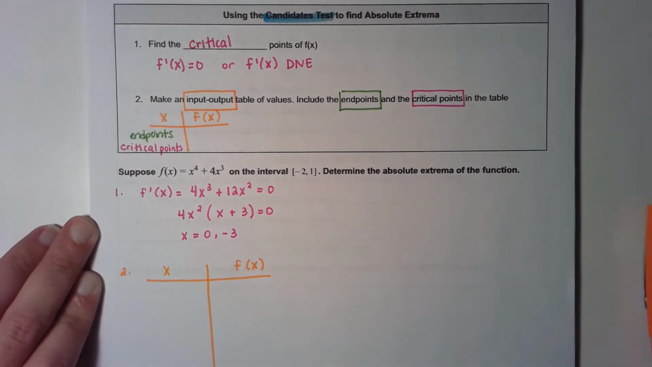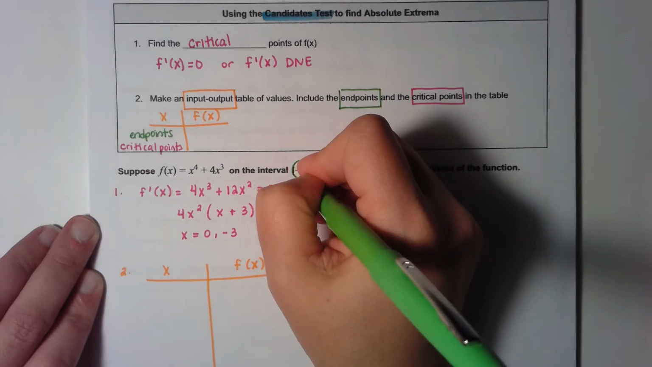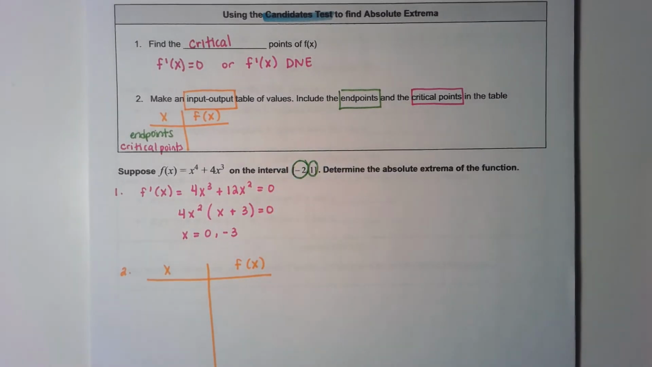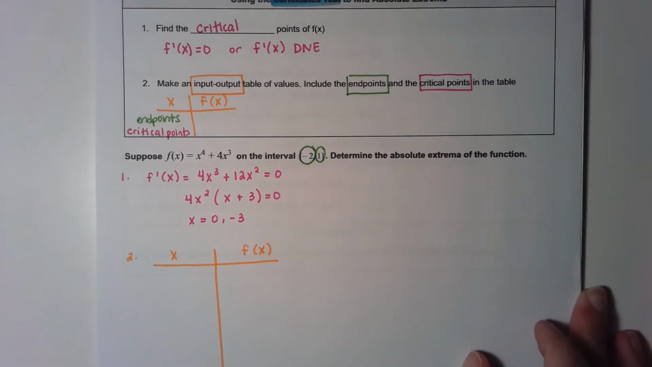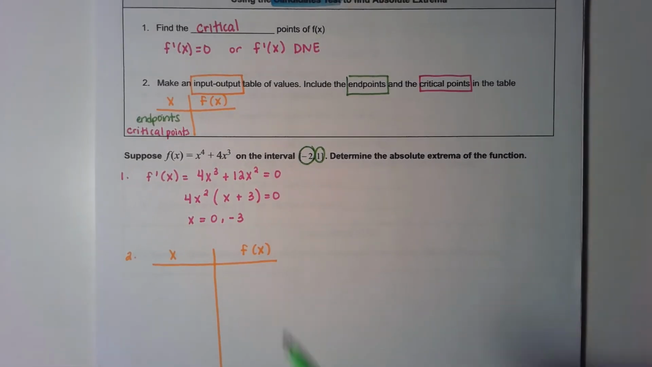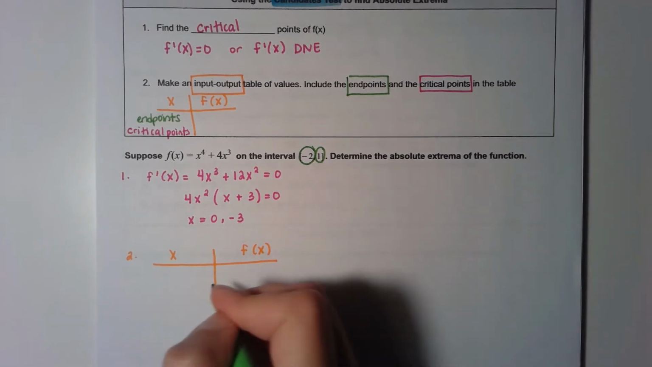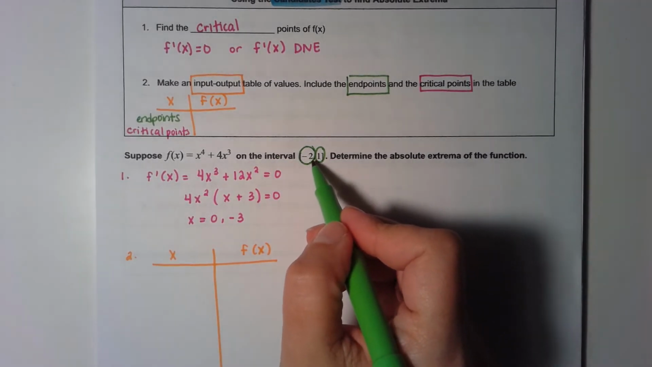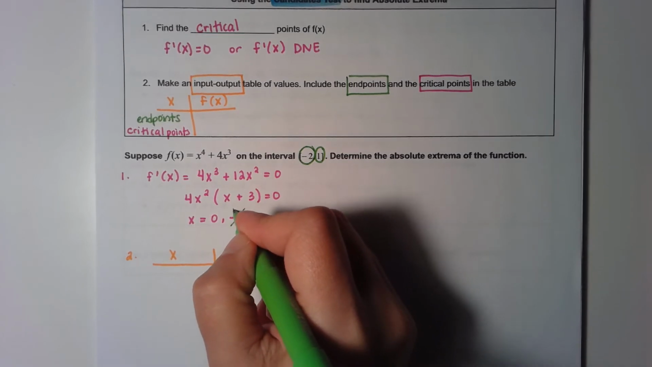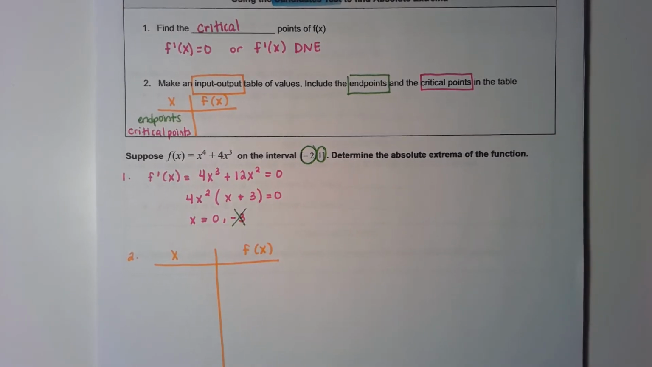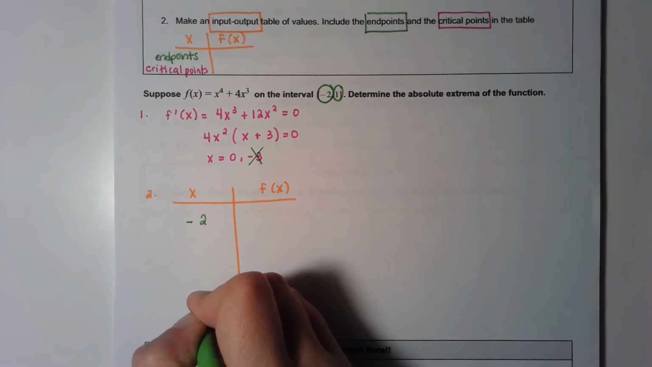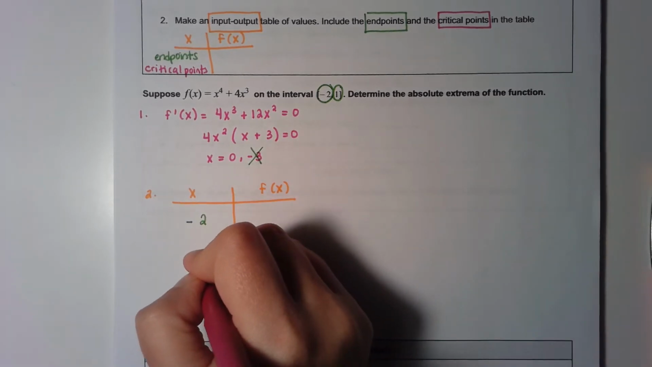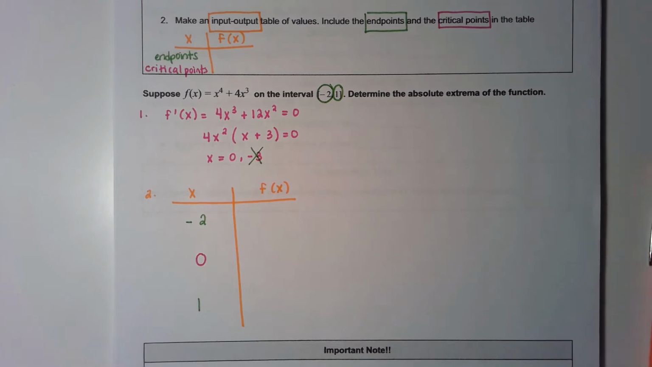In this table of values, I'm going to include the endpoints, which are negative 2 and positive 1, as well as the critical points, as long as they're between the endpoints. So you'll notice here we have 2 critical points, 0 and negative 3. However, negative 3 is not between the numbers negative 2 and 1. So I'm not going to include the negative 3 in my chart because it's not part of the interval that I'm looking at. So I'm going to put the negative 2 here and the positive 1 here and the 0 in between. Now I'm going to find my function values.